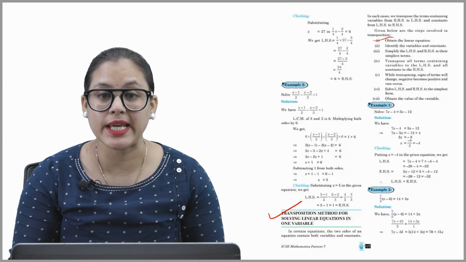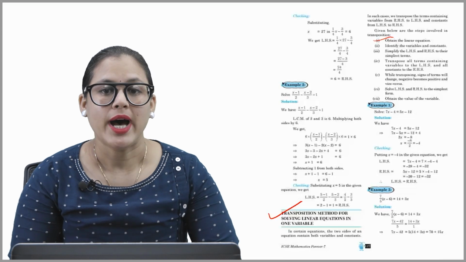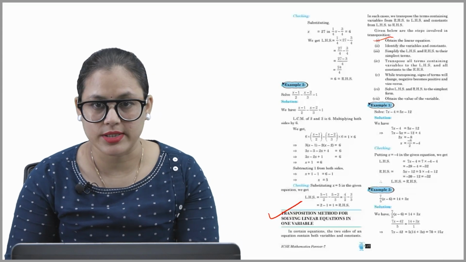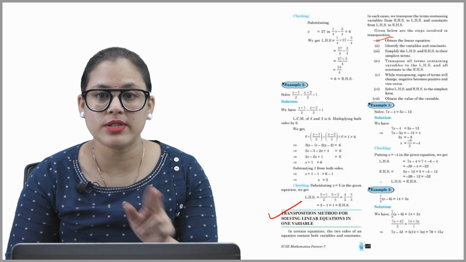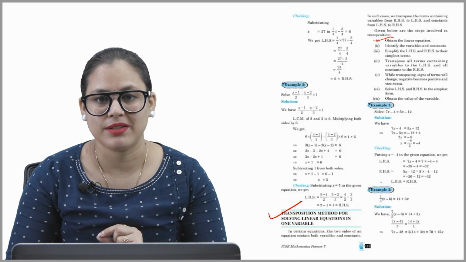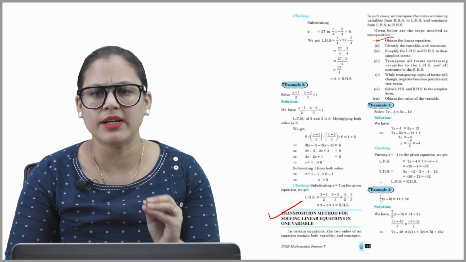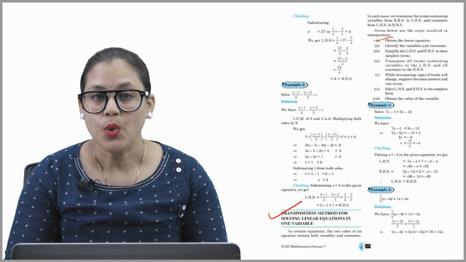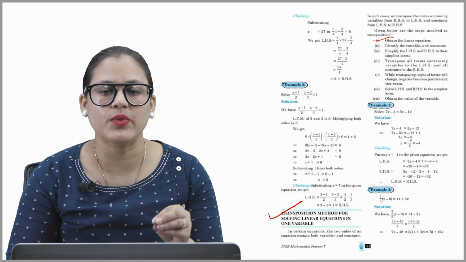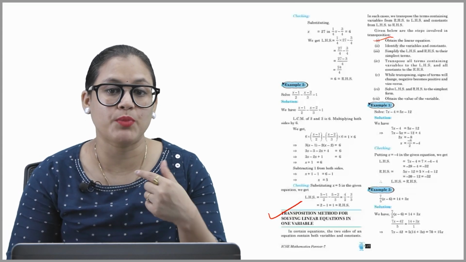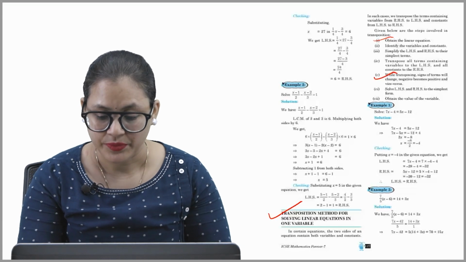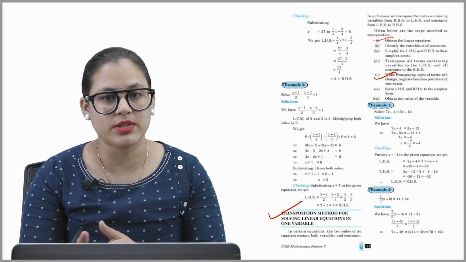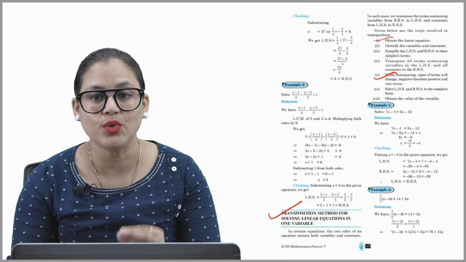Number 1, obtain the linear equation. 2, identify the variables and constants. 3, simplify the LHS and RHS to their simplest terms. 4, transpose all terms containing variables to the LHS and all constants to the RHS. 5, while transposing, signs of terms will change, negative becomes positive and vice versa. Remember this. 6, solve LHS and RHS to the simplest form. And 7, obtain the value of the variable.